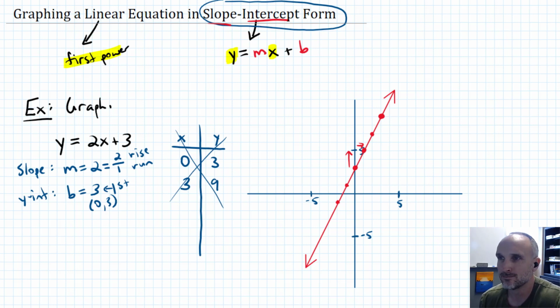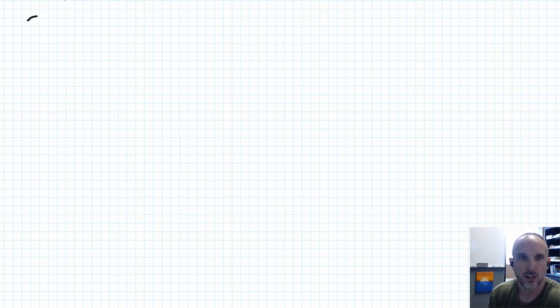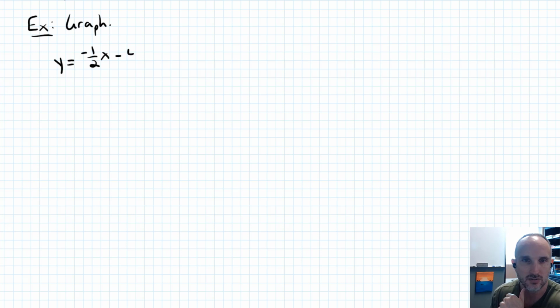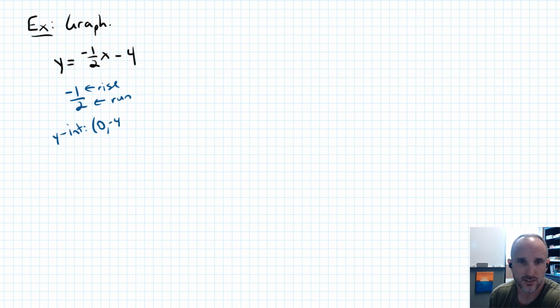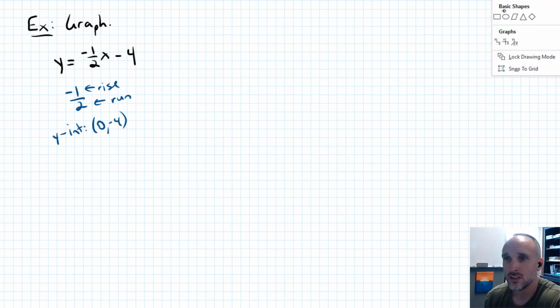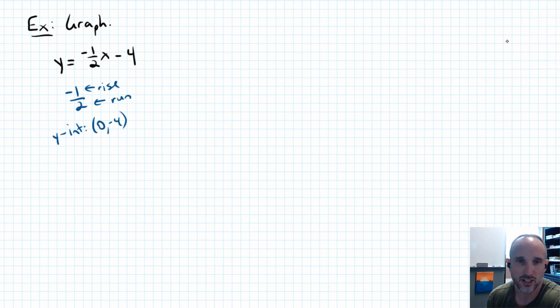Let's try a couple more. Let's try to graph y equals -1/2 x minus 4. So here, -1/2, this is our rise. Positive 2 is our run, and our y-intercept is the ordered pair 0, -4. By the way, if you ever want to find a y-intercept, just plug in 0 for x, and then find what y is.